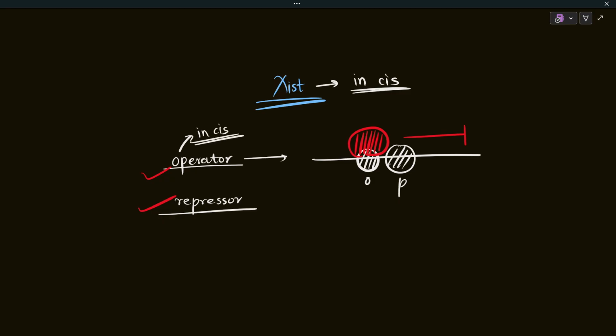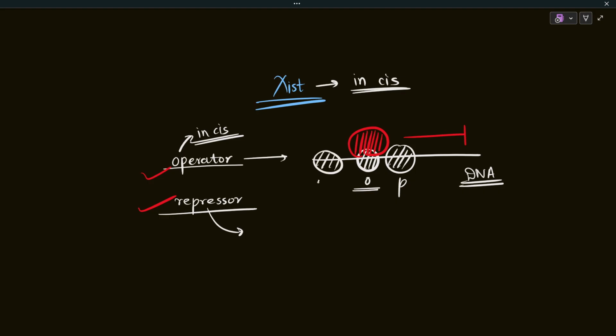Okay, so if it is a regulatory element, it works on the DNA of its origin. Operator is a DNA sequence, right? So it works only on the DNA of its origin, right? While the repressor can be transcribed from a gene which may be upstream here.